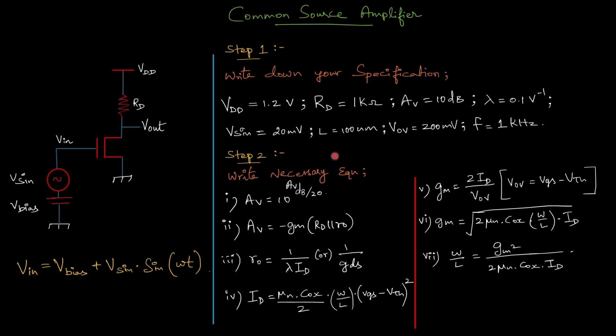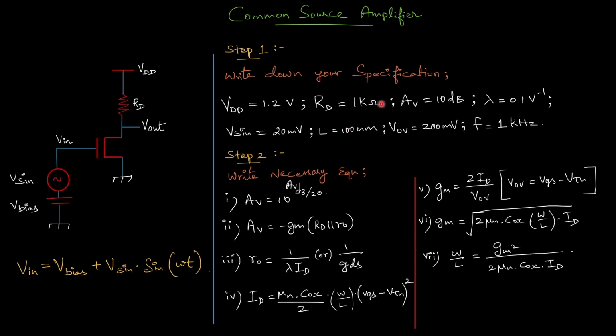So now let's begin. This is probably the most important step of any analog circuit design. We never start by drawing a circuit. Instead, we first write down the specifications. Here I have chosen the supply voltage, the load resistor, the targeted gain, the channel length modulation parameter, the input signal amplitude, the technology node, the overdrive voltage, and the input frequency.